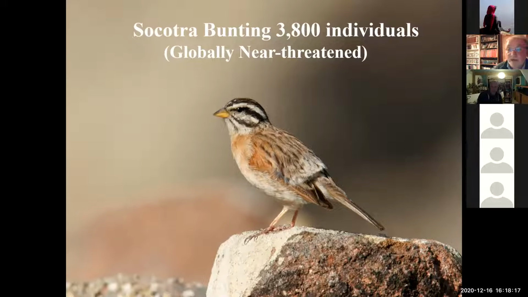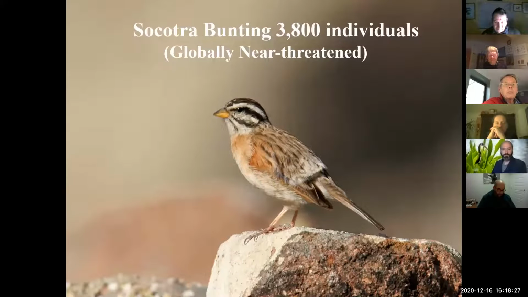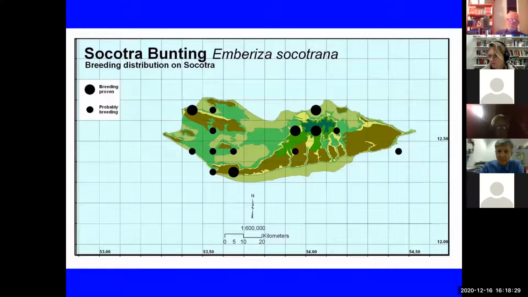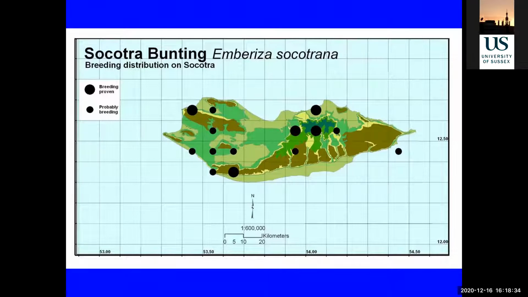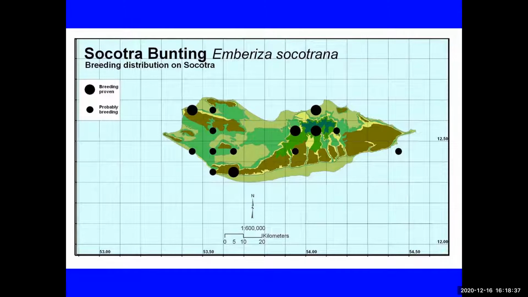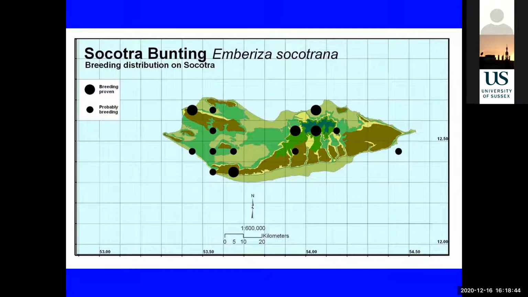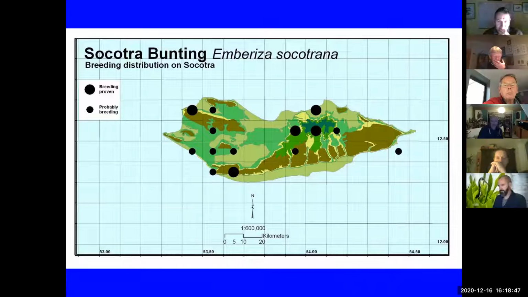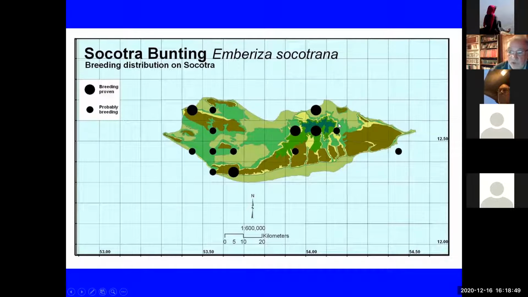So the Socotra bunting, globally near threatened, one of the real special birds, and probably one of the most difficult to see of the endemic birds. And here you see its distribution, much more restricted, largely to the higher ground, the cliffs in the west and the south, and particularly in the Hagir Mountains, which is the central block to the east.